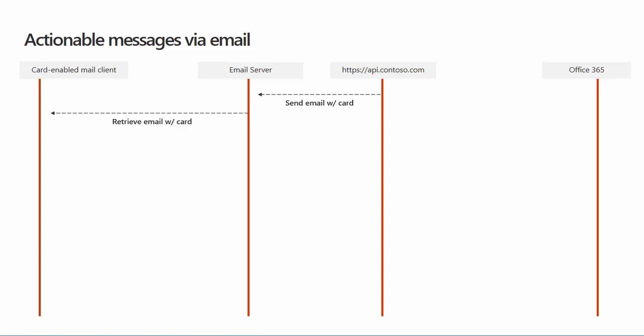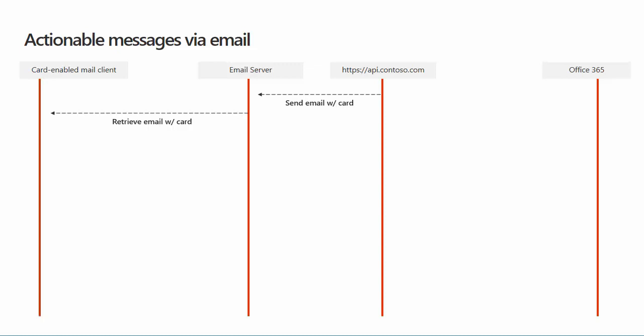Outlook for the web is card-enabled. Outlook desktop is, I believe, very close. There's a roadmap where you can see which Outlook clients support actionable cards and what their roadmap is. Other mail clients have varying support for actionable messages as well, and for adaptive cards.